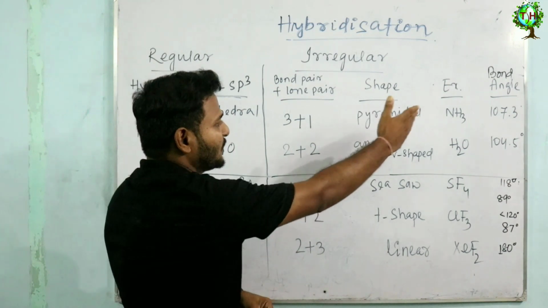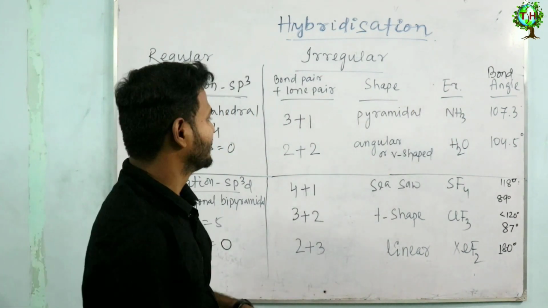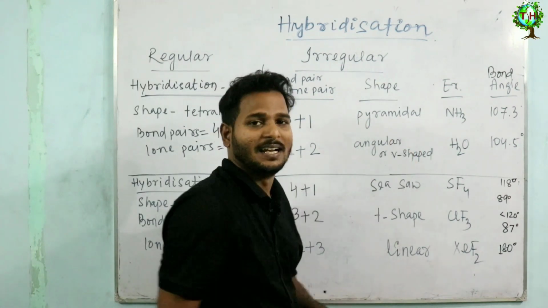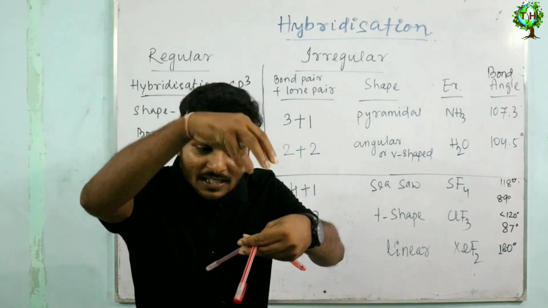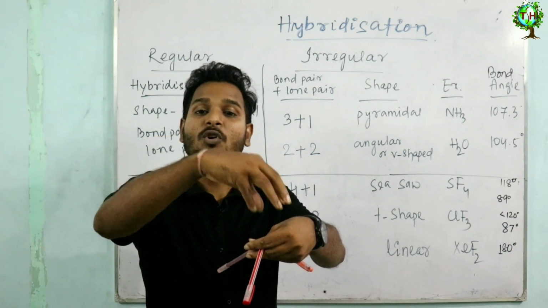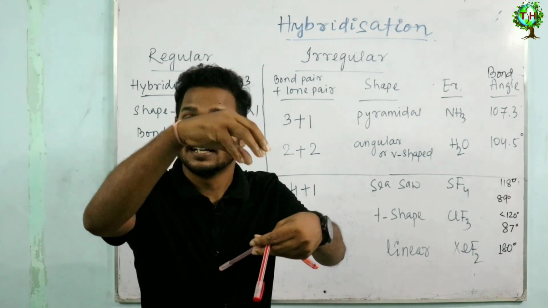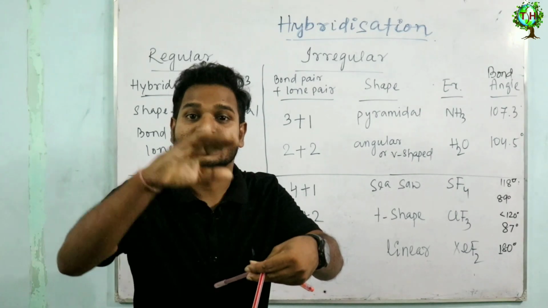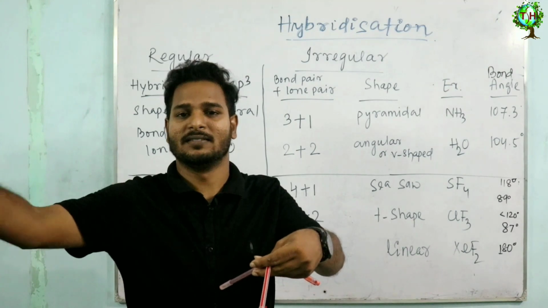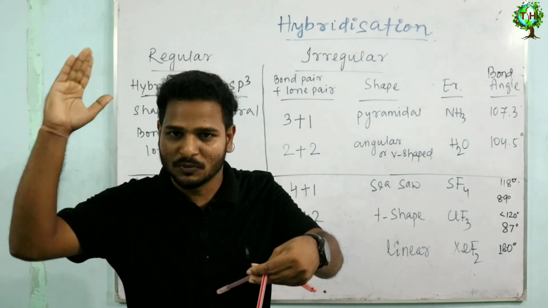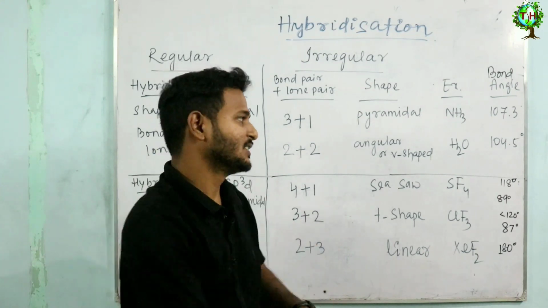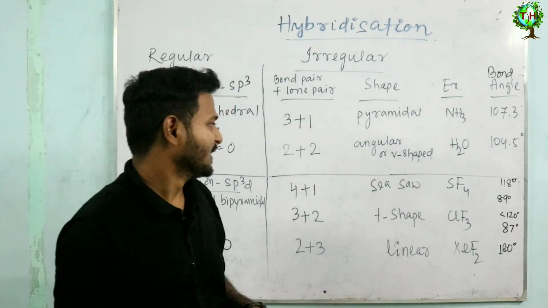So when I take an example like NH3, there are 3 bond pairs and 1 lone pair. So the shape is pyramidal, and due to the presence of that lone pair, which occupies more space, it repels more as compared to bond pairs. So the bond angle decreases as compared to the 4 bond pairs bond angle. When I take the methane molecule, the bond angle is 109.28, but here the bond angle decreases to 107.3.